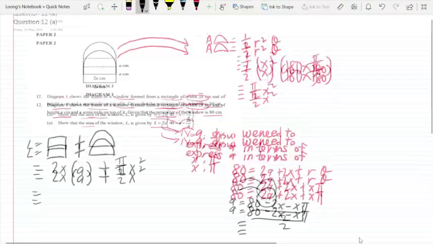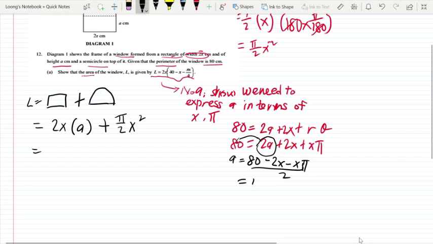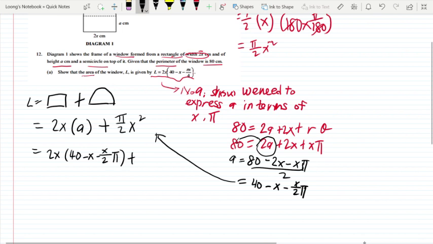and we can further simplify it. It will be 40 minus x minus x over 2 pi. And later this can be substituted into here. So it's 2x times (40 minus x minus x over 2 pi) plus pi over 2 x squared.